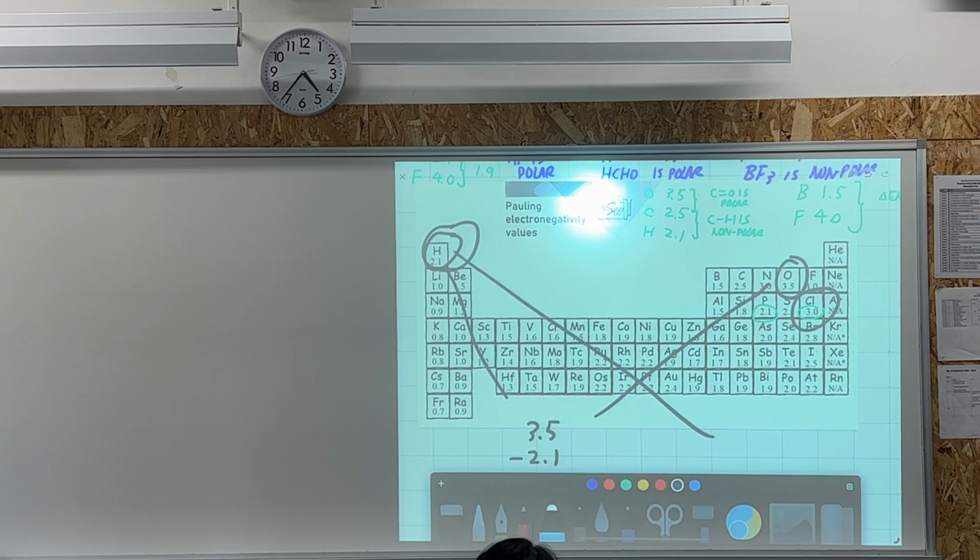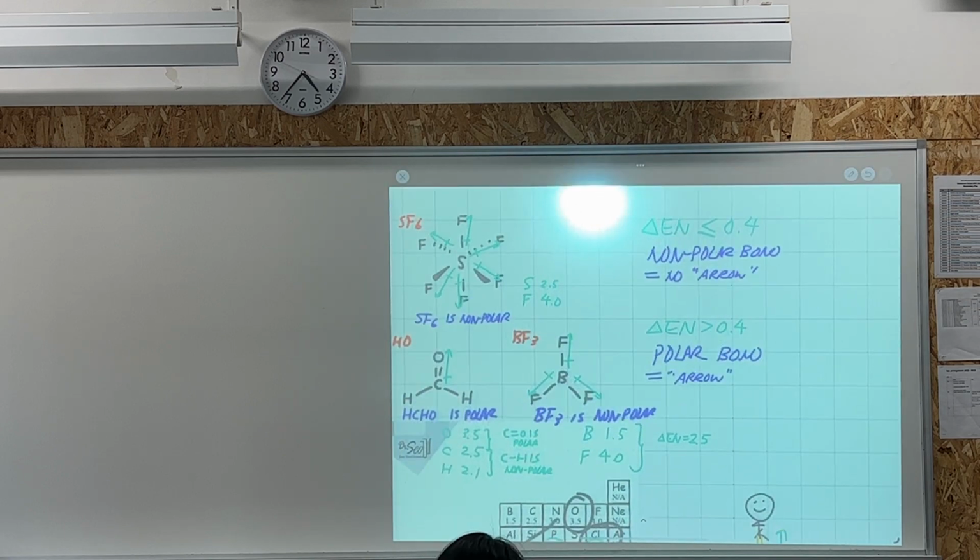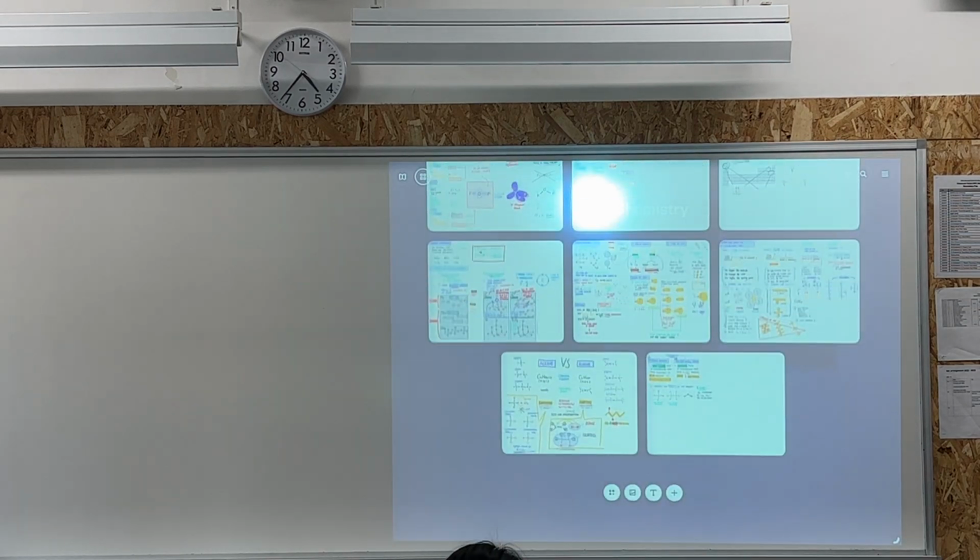Is HCl polar or non-polar? Polar. Why? Because the difference is 0.9. 0.9 is larger than 0.4, right? So it is polar. Okay.